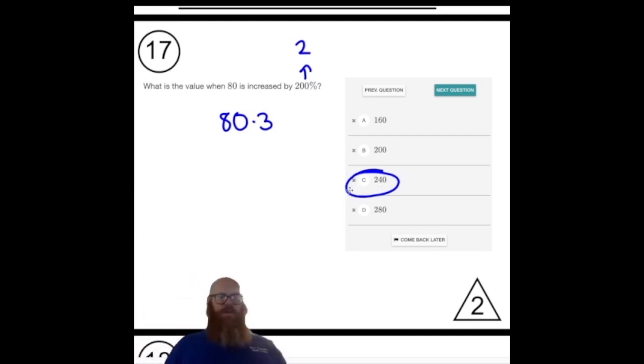So again, a couple different ways to look at it. This is just how I do percentage problems, so I'm going to do it the same way. 1 plus 2 is 3. So increasing something by 200% is essentially the same thing as tripling it.